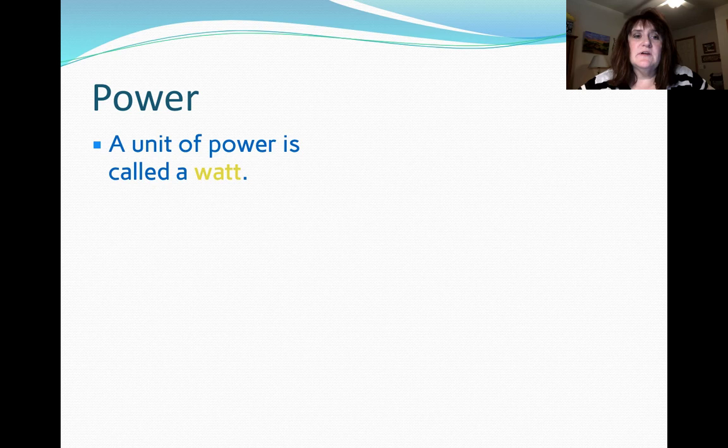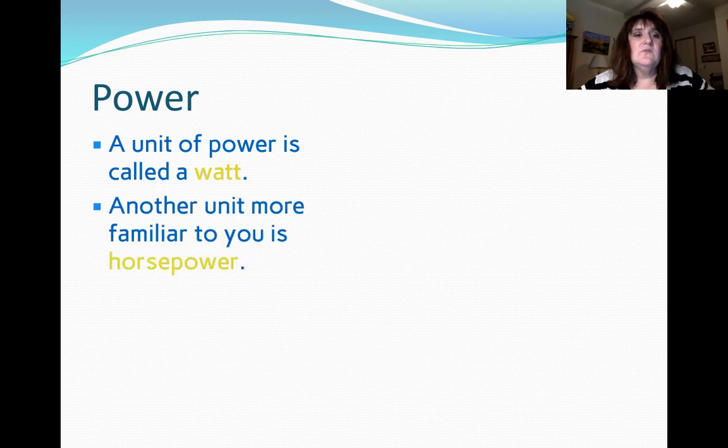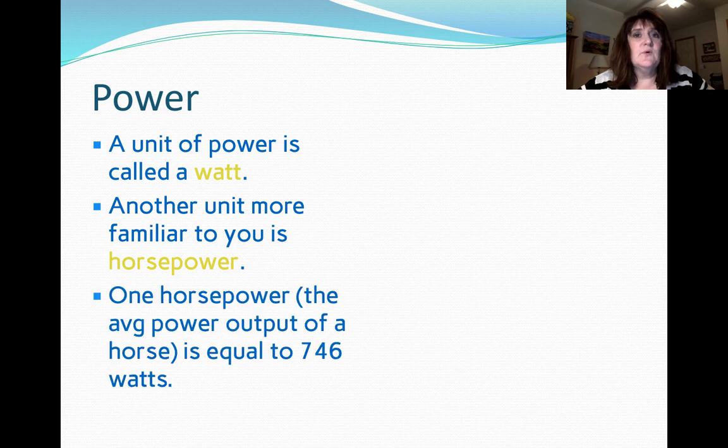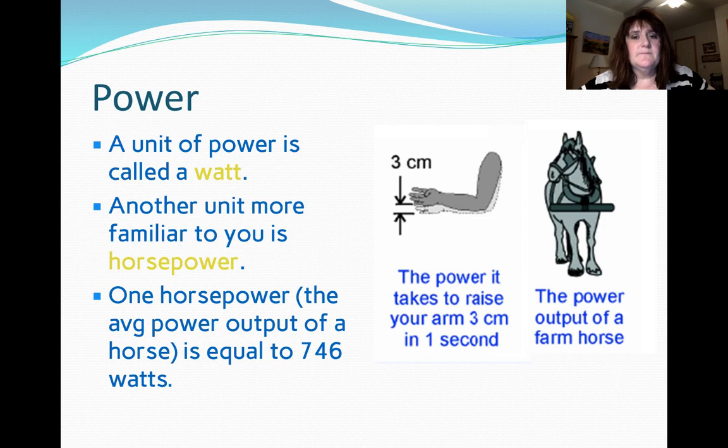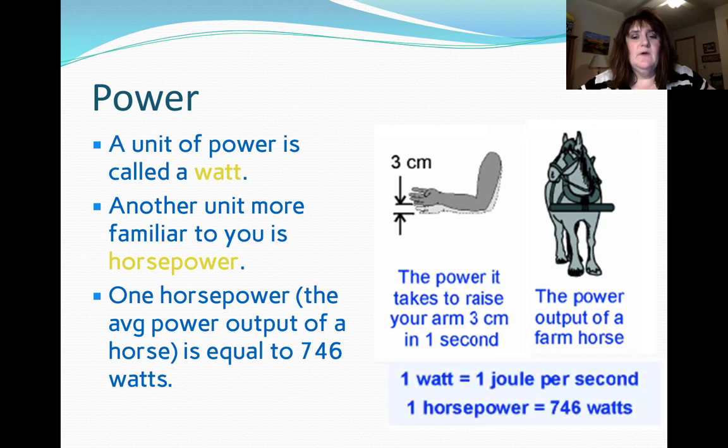So power is measured in a unit called watts, or another unit you're probably familiar with is horsepower. 1 horsepower is equal to 746 watts. It's the average output of a horse. 1 watt is 1 joule per second, and 1 horsepower is 746 watts.